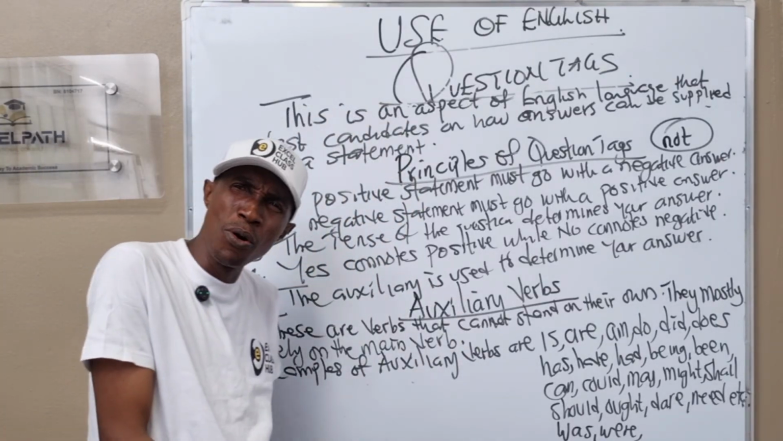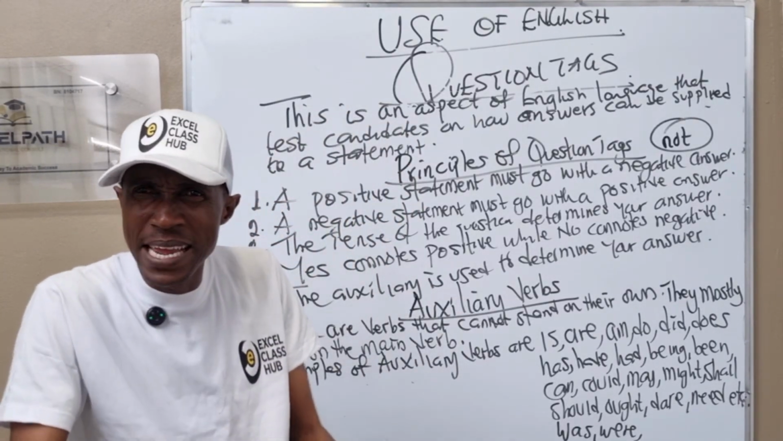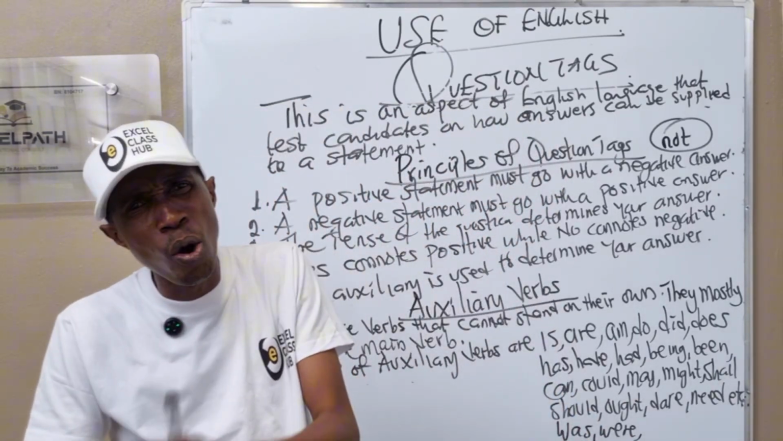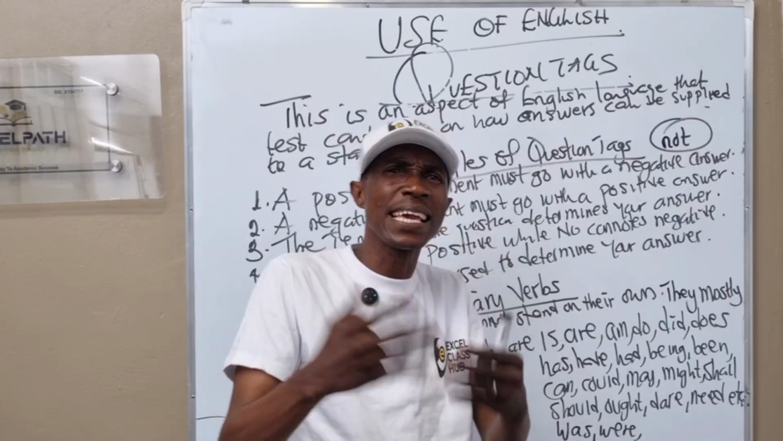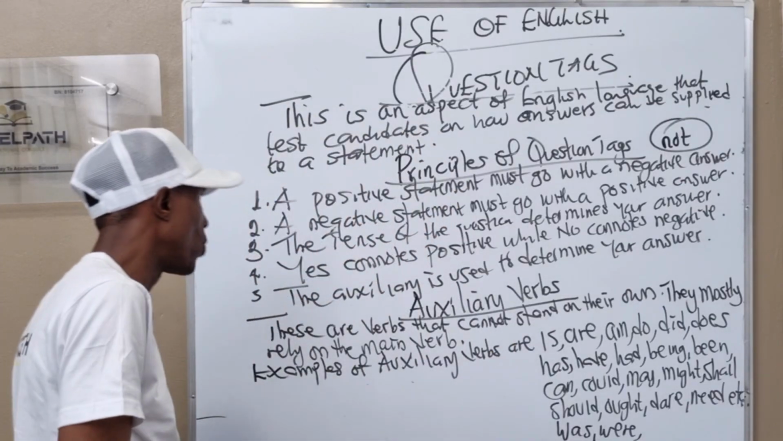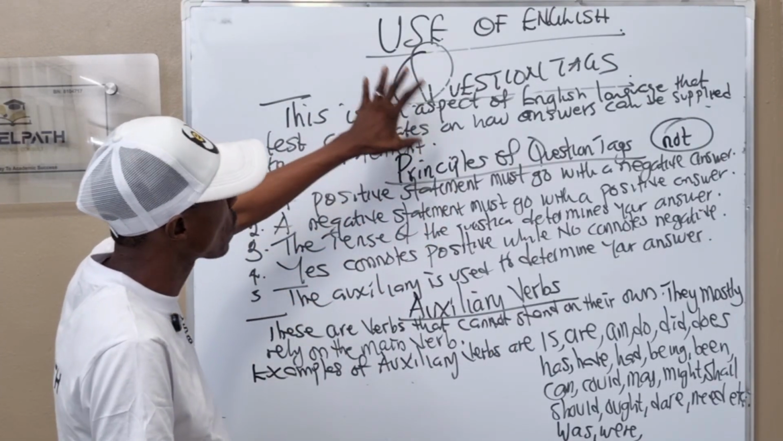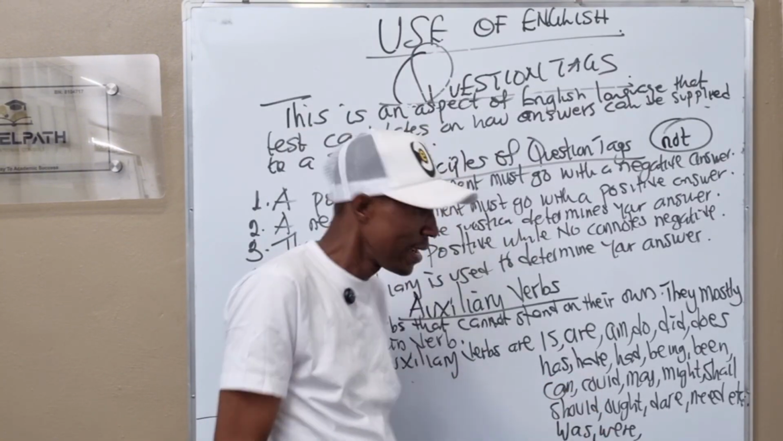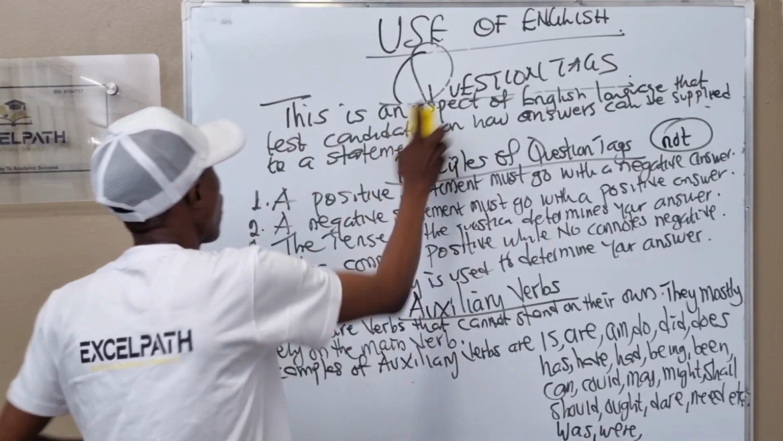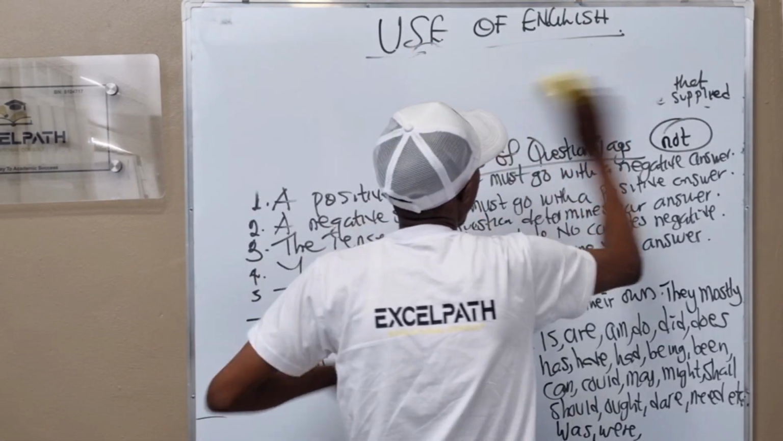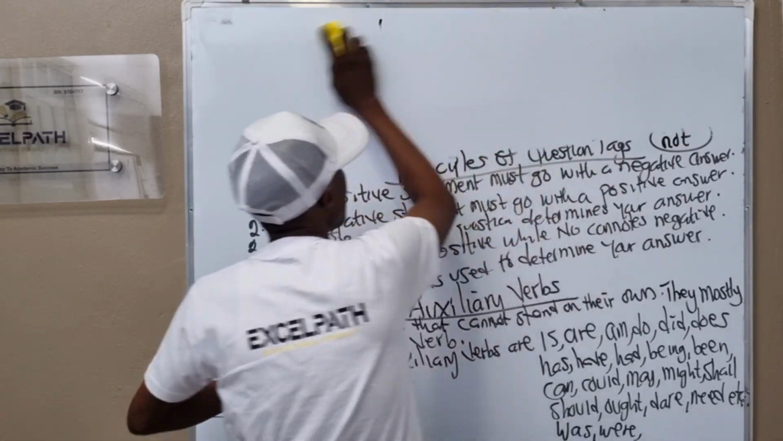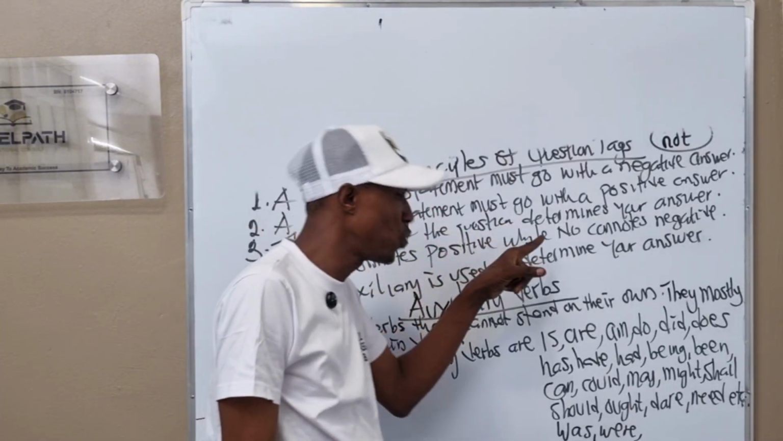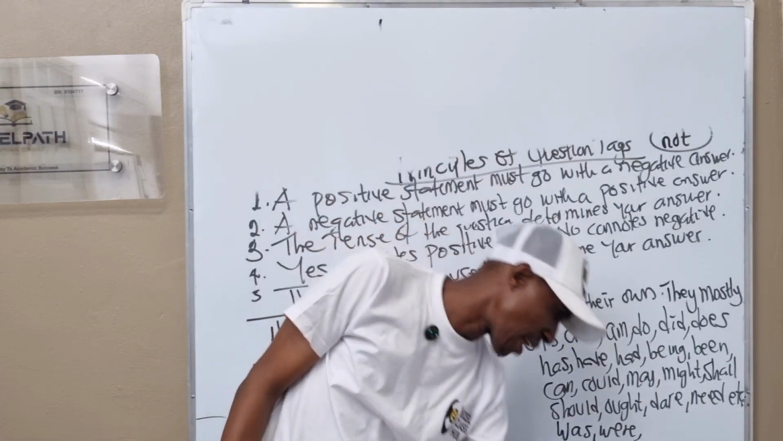They can't stand on their own. They do not make a meaning on their own. They can only rely on the main verb to make a meaning. We are now told that under question tags, they have roles to play. So when questions are being asked, the major thing you focus on is the principles of question tag.